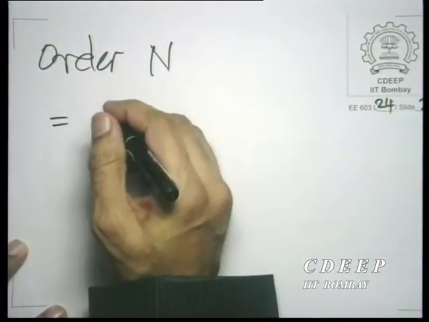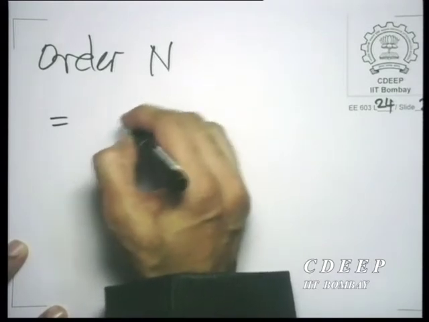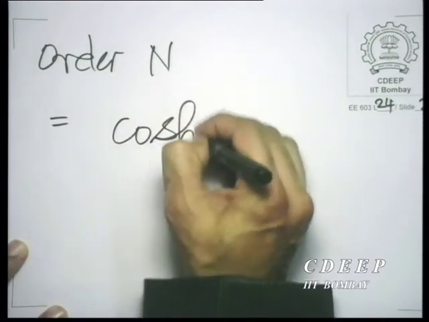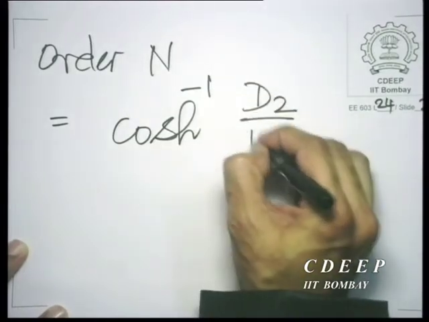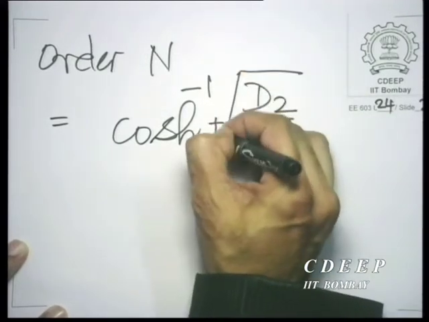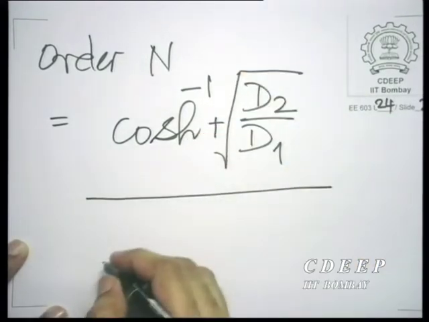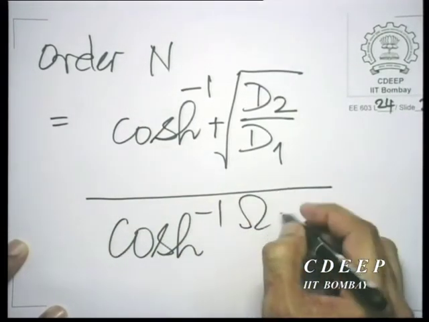The order is essentially given by cosh inverse. We've seen this last time, haven't we? Cosh inverse of the square root of d2 by d1, divided by cosh inverse of omega s by omega p.